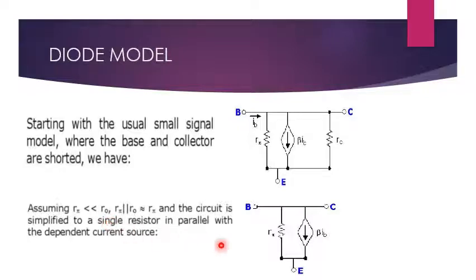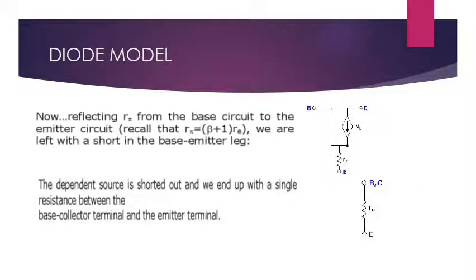Okay, so what we are going to do is simplify it as a single resistor. We have a current source and we have a resistor here. Now reflecting R pi from the base circuit to the emitter circuit, right? R pi from the base circuit to the emitter circuit. Now we have replaced only the resistor.